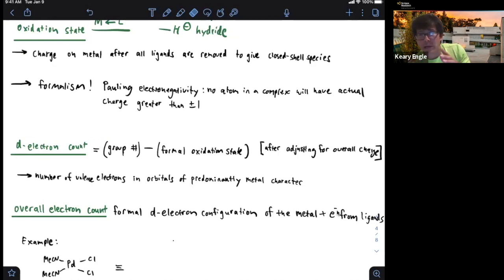I'll make one analogy. We know that in a quaternary ammonium salt, we formally draw a positive charge on nitrogen, but where the positive charge actually resides, if you look at an electrostatic map, is on the flanking carbon atoms. And the same is true in organometallic complexes.